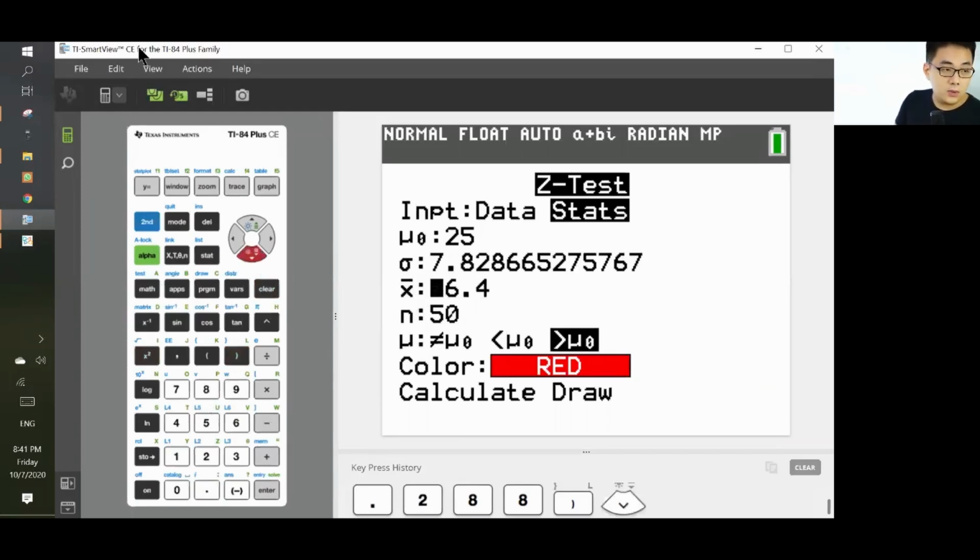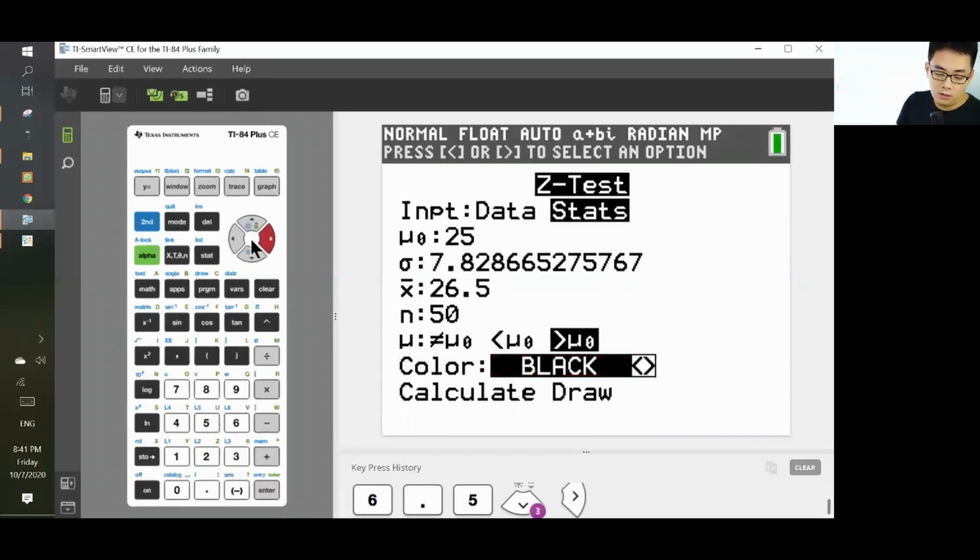Let's just do this together. So x bar is 26.5. If you have a GC, just key in and find your p-value. Then n is 50, 50 cars. And you want it to be more than, and I'd prefer you to draw it.